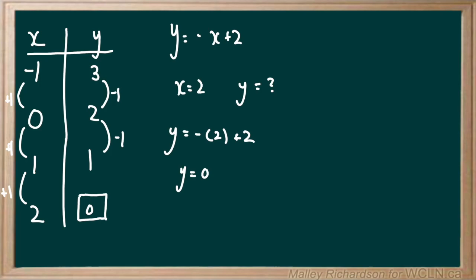And then we can see if this makes sense using our pattern. Our y values decrease by 1 each time, so when y equals 1, we're going to have to subtract 1 from it, and we get our final answer of 0. So when x equals 2, y equals 0, and this makes sense using both methods.